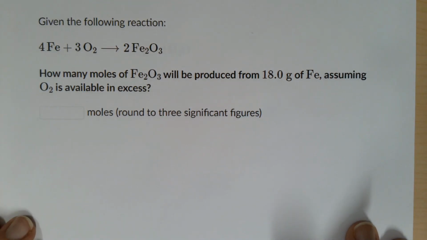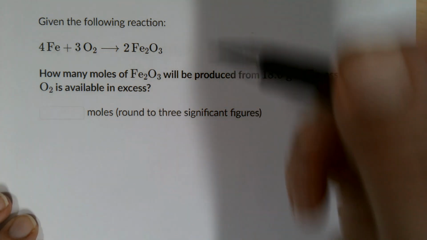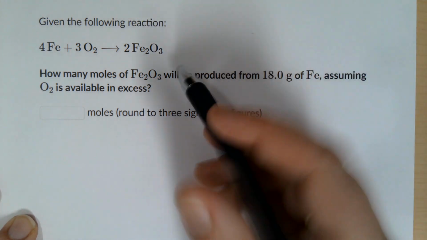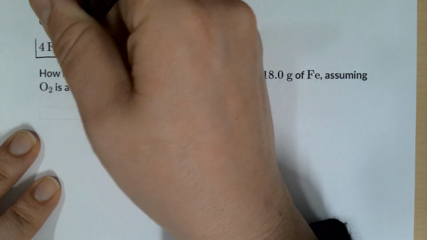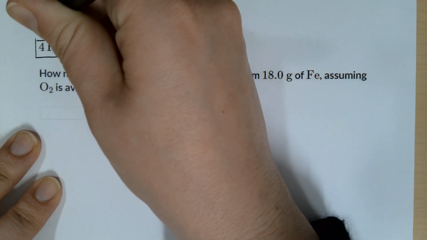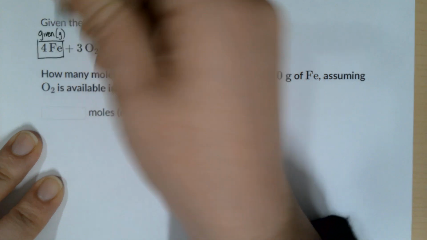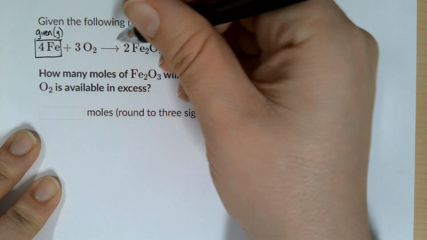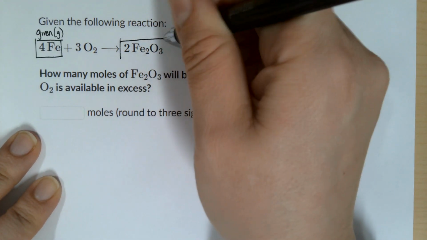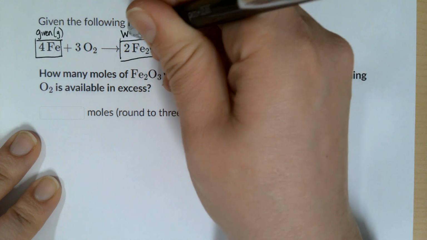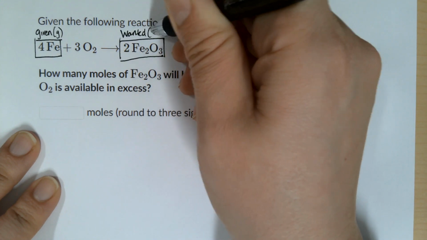Given the following reaction, 4Fe plus 3O2 yields 2Fe2O3. How many moles of Fe2O3 will be produced from 18 grams of Fe? So 18 grams of Fe. This is our given, and we've been given grams. And what do we want to find? We want to find moles of Fe2O3. So wanted: moles.